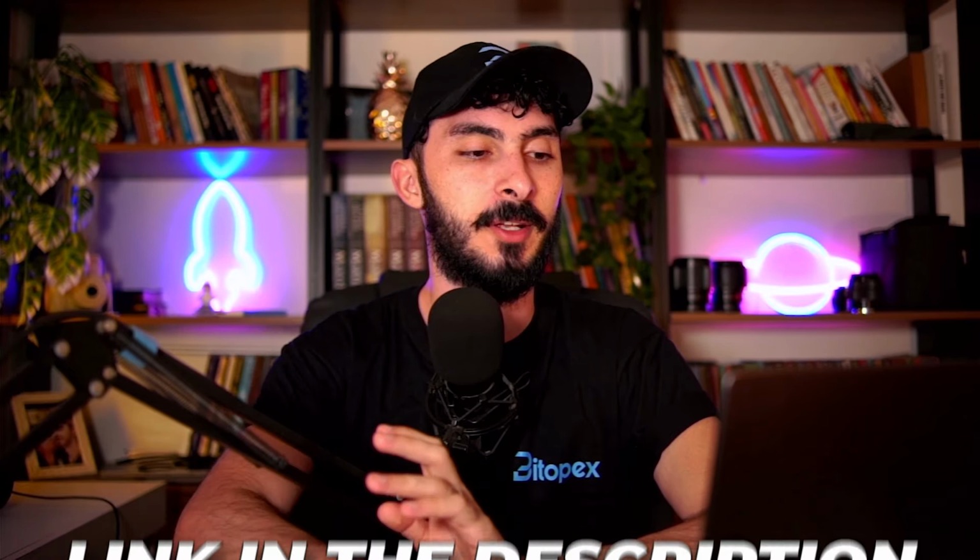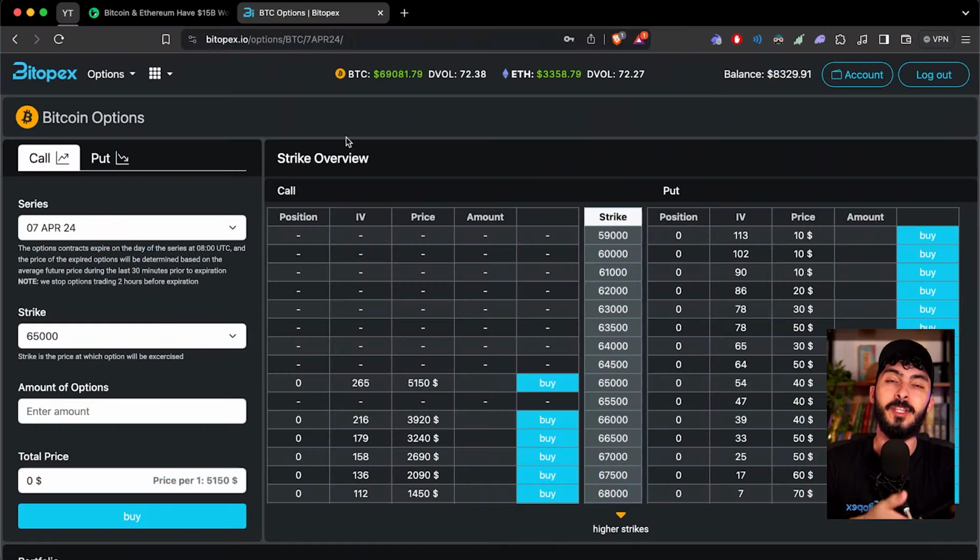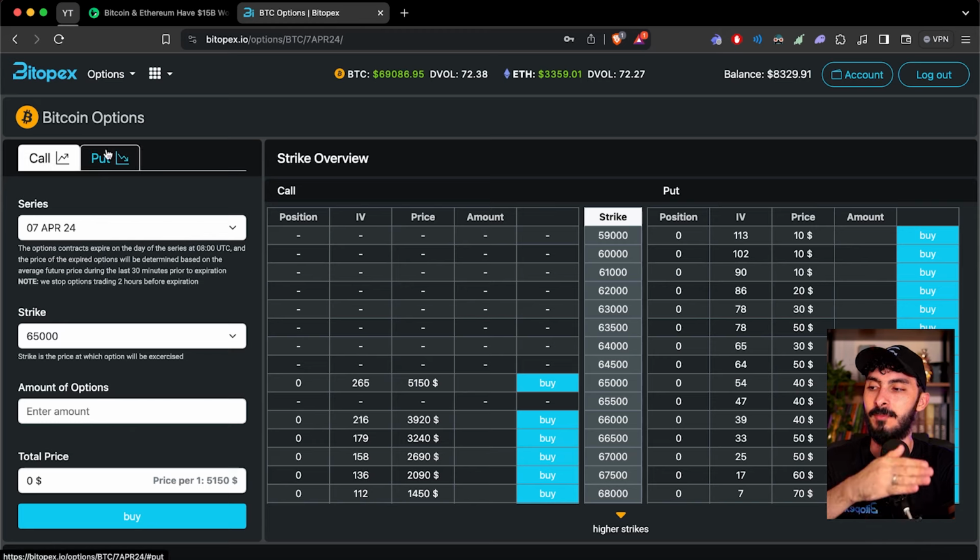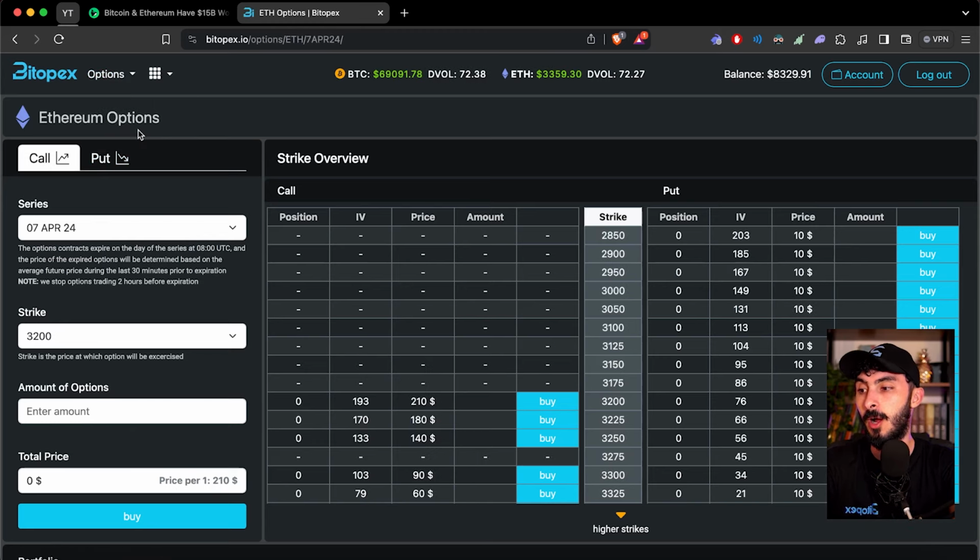in Bitopics. Bitopics is where we trade. Bitopics is where we do all of our option related strategies. So on Bitopics, you can see right here, calls and puts. These are for Bitcoin options. You can also switch to Ethereum options right here. Same thing, calls and puts.